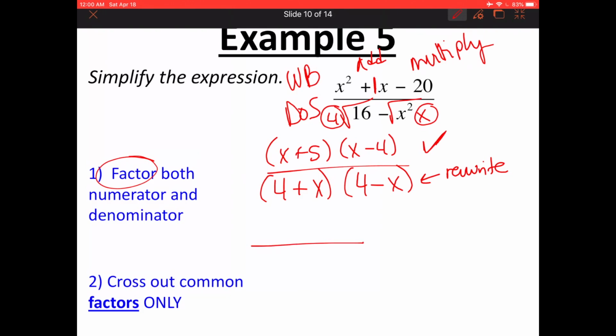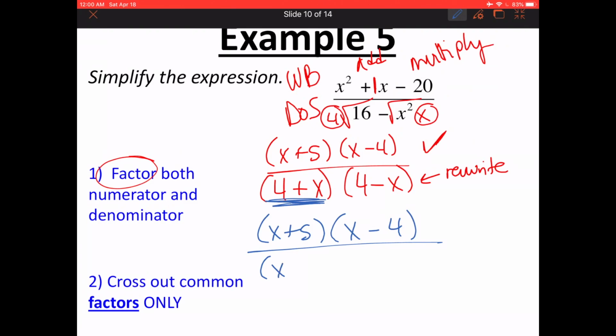So my numerator, let me write this in blue so we see the distinction. My numerator stays the same, x plus 5, x minus 4. Now my first term, the 4 plus x, I can just rewrite x plus 4 because that's my property of multiplication. Or I'm sorry, that's my property of addition, okay? If I have 1 plus 2, I get 3. I can just flip it and get 2 plus 1 equals 3, okay? So my addition, I can just flip, no problem.